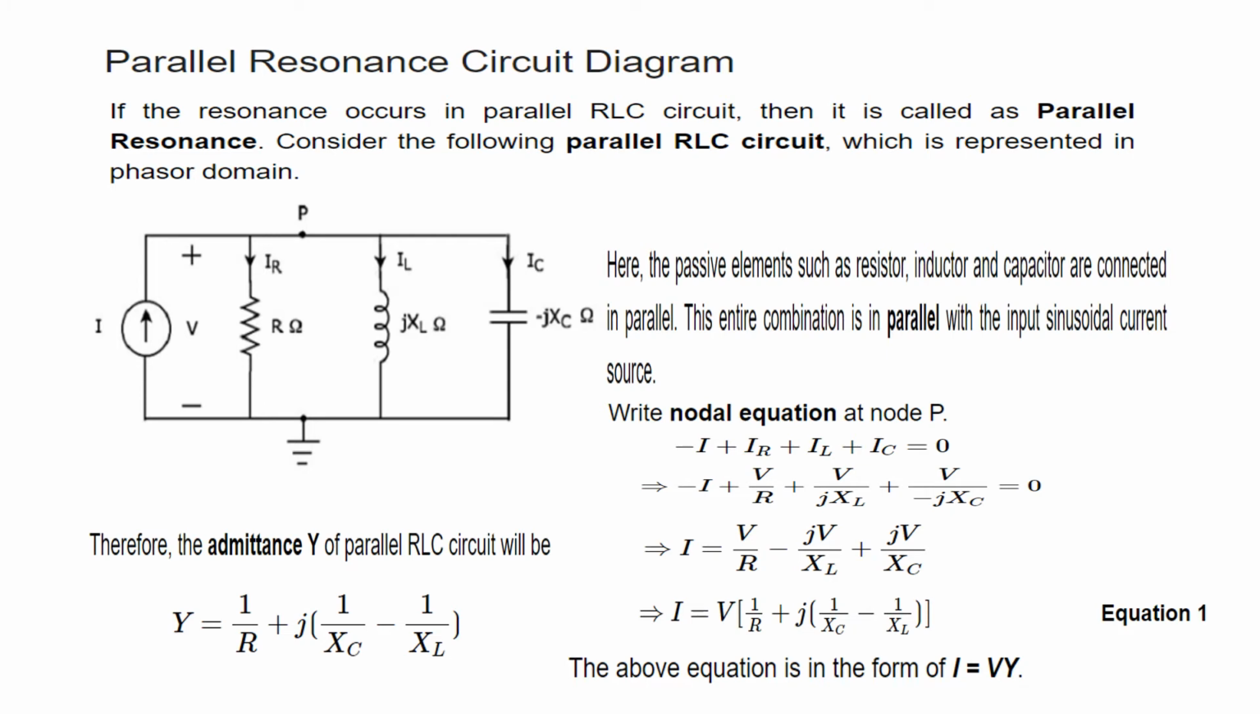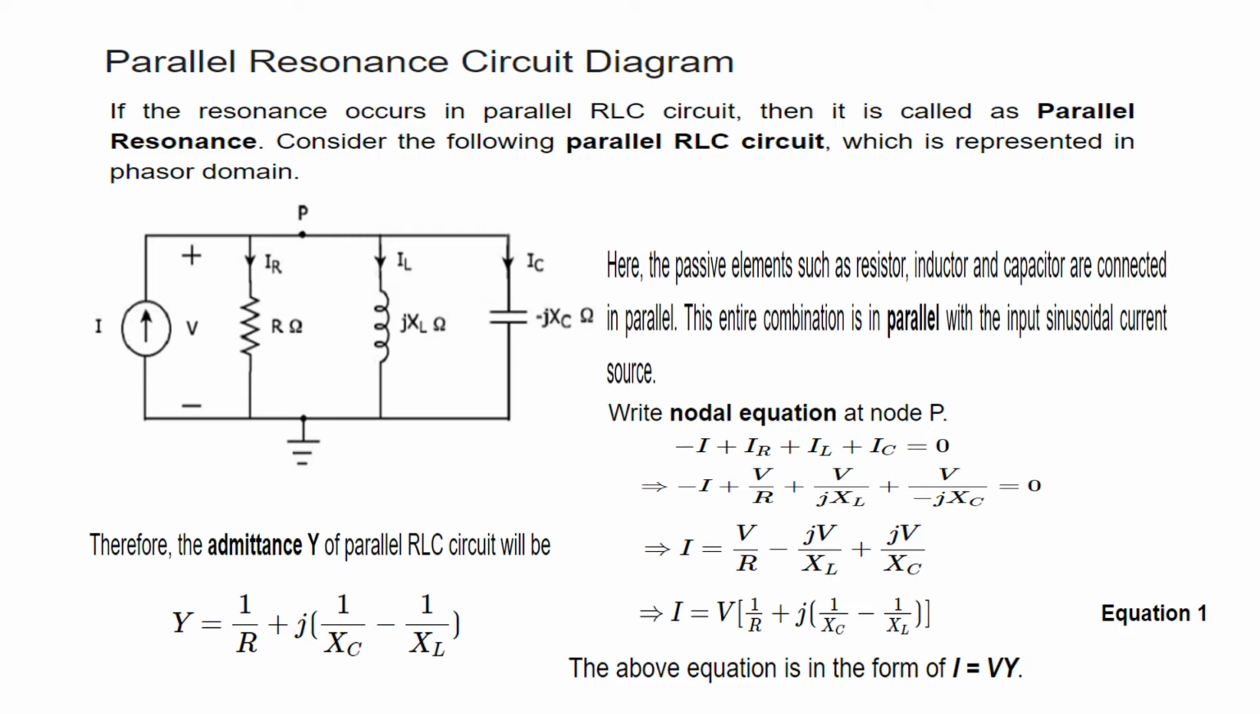Parallel resonance circuit diagram. If resonance occurs in a parallel RLC circuit, then it is called parallel resonance. Consider the following parallel RLC circuit, which is represented in the phasor domain. This is the circuit diagram. Here resistance, inductance and capacitance are all in parallel. The passive elements such as resistor, inductor and capacitor are connected in parallel. This entire combination is in parallel with the input sinusoidal current source.